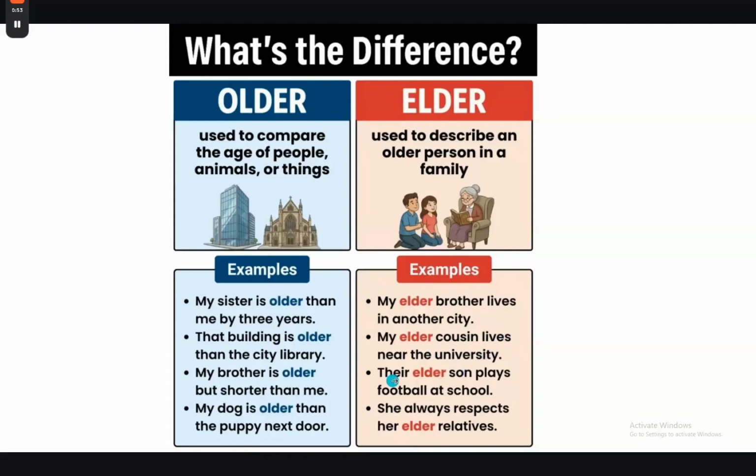Number three, their elder son plays football at school. Number four, she always respects her elder relatives.